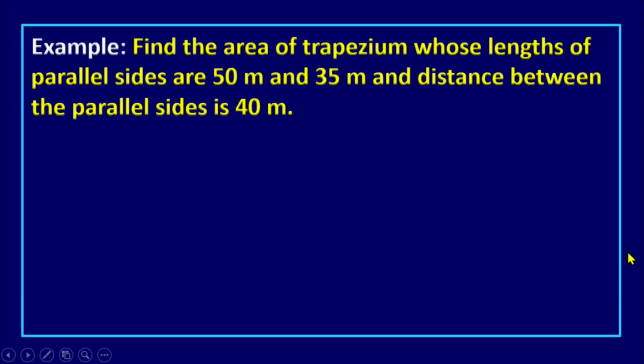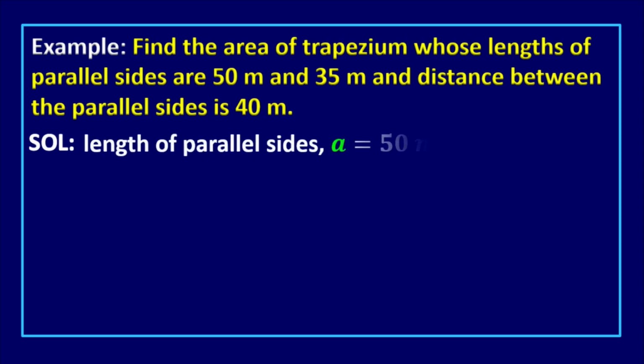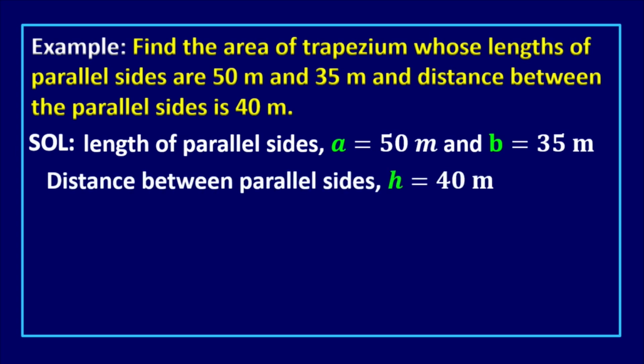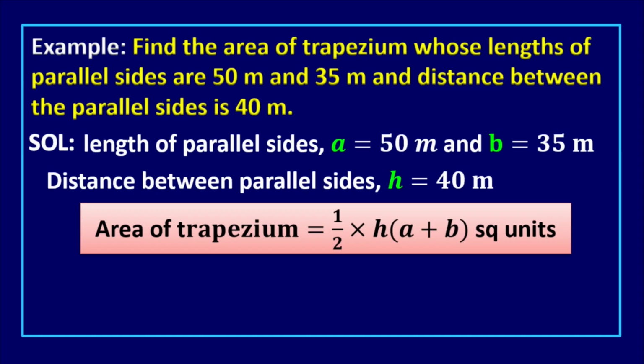Now let us take an example, children. Find the area of a trapezium whose parallel sides are 50 meters and 35 meters, and the distance between the parallel sides is 40 meters. Let us start the solution. First write down what is given. The lengths of parallel sides, A is 50 meters and B is 35 meters. The distance between parallel sides is nothing but the height of the trapezium, so 40 meters.